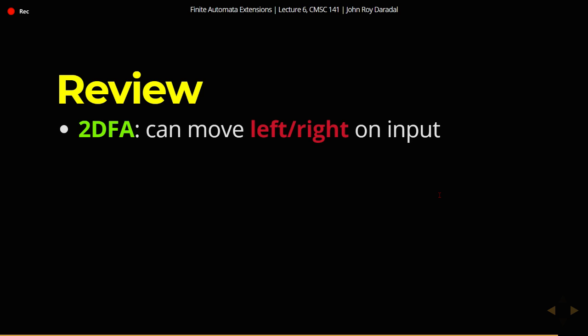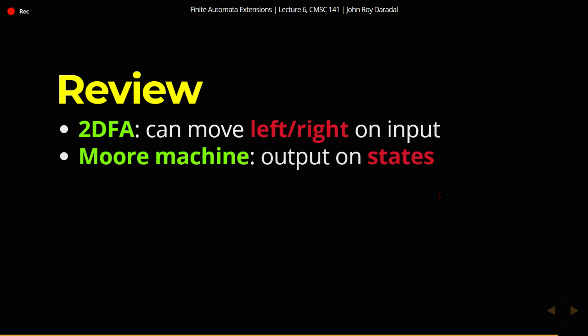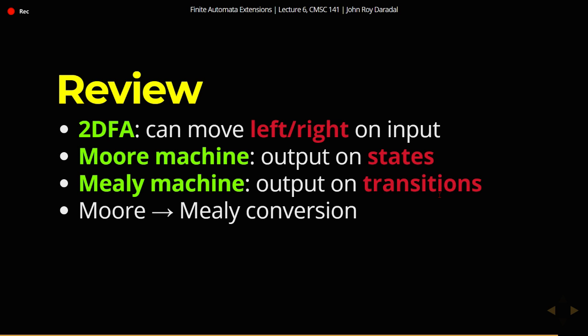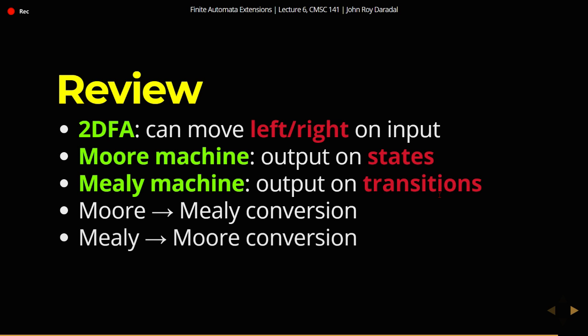And that's it. So to review, in this video, we discussed the finite automata extensions starting with 2DFA, which allows your finite automata to move left or right on the input string. We also discussed Moore machines, which have output associated with the states, and then Mealy machines, which have outputs associated with their transitions. We also showed how to convert from Moore to Mealy and from Mealy to Moore. So they are really just equivalent machines. Okay, so those are the finite automata extensions.